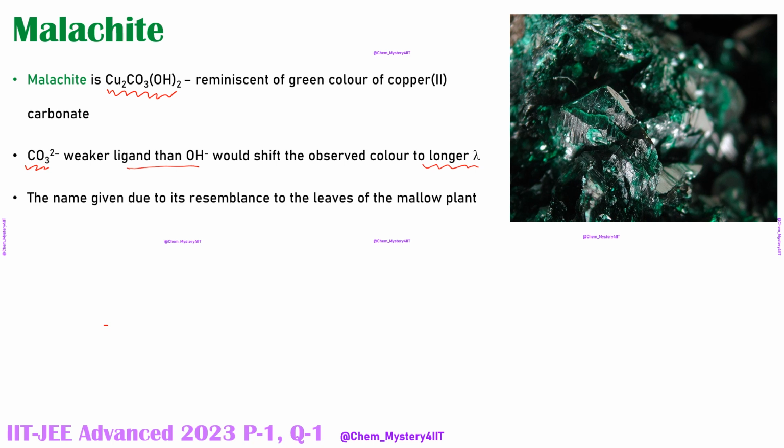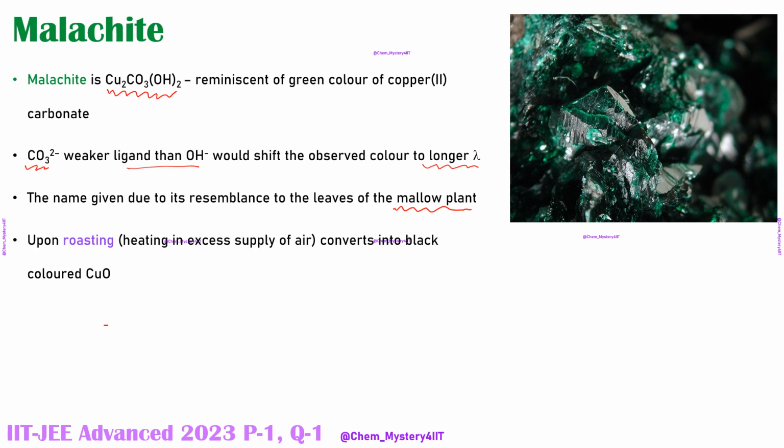And this name is basically coming from the resemblance of its green color to the mallow plant, whose leaves have a similar pattern as we find naturally in malachite ores in different places. Also, we are talking about roasting in the question. Roasting is heating in excess supply of air so that there is enough oxygen present. Usually we are doing this for sulfide ores, where we are basically doing oxidative roasting, where oxygen is getting into our sample. So what this is doing is converting our green colored malachite into black colored cupric oxide.